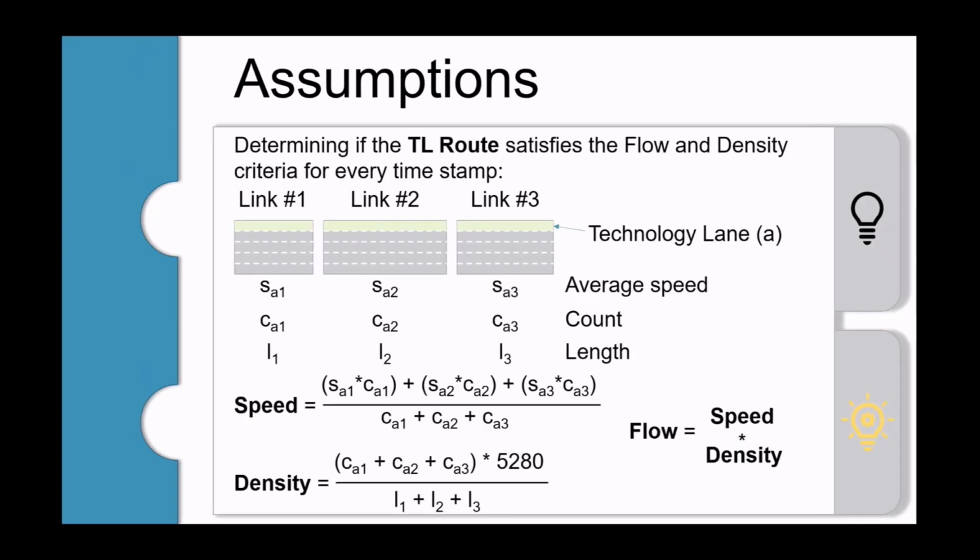So not all the inputs that qualify into the technology lane will be entering into the leftmost lane, but it has to satisfy flow and density criteria, which I spoke about in the previous slide, for which we extracted average speed, count, and length for the technology lane along all the lanes, and a weighted speed with respect to counts and weighted density with respect to length was calculated, and using which a flow was estimated for the segments.